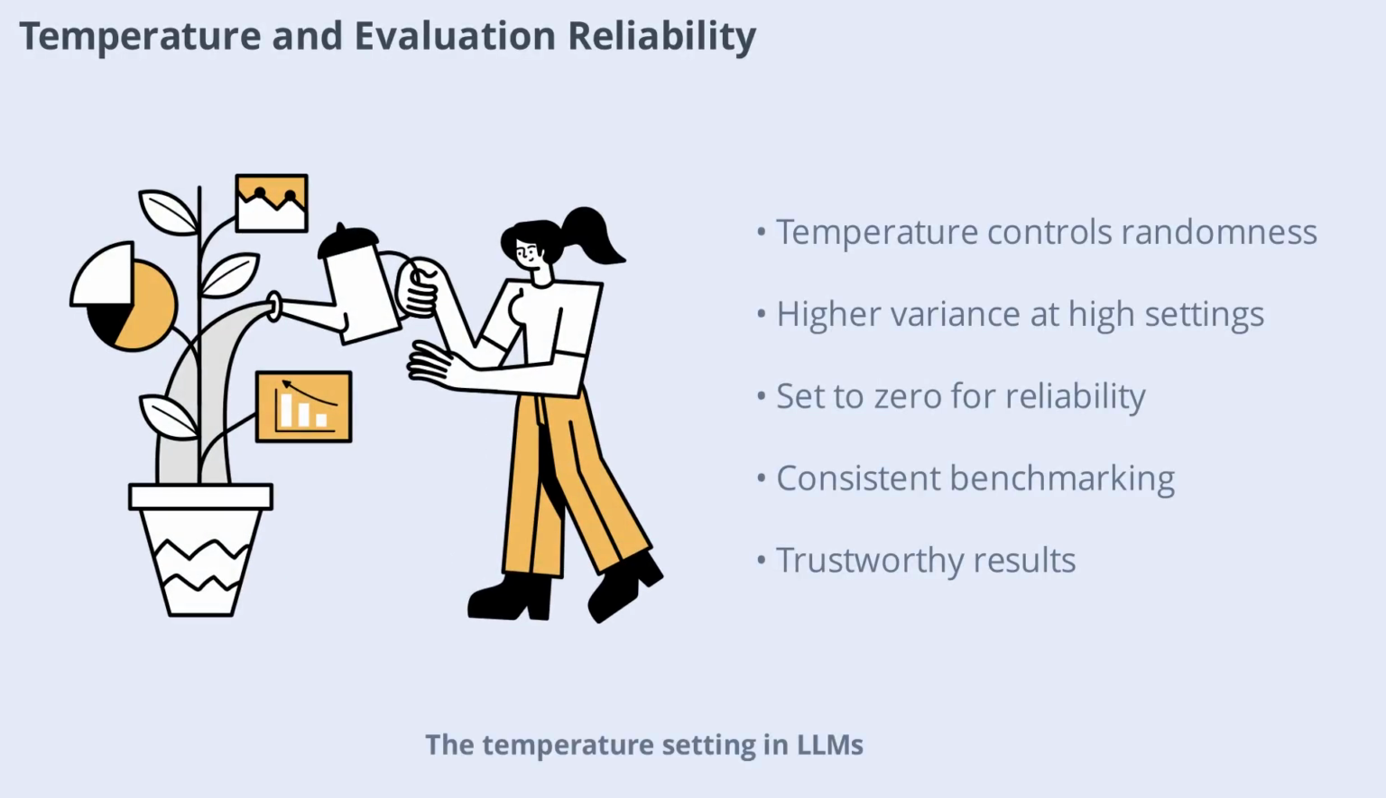Temperature setting in LLMs affects response randomness and evaluation reliability. Higher temperatures introduce more variance, making deterministic evaluation volatile. For reliable benchmarking and automated testing, set temperature to 0 to ensure reproducibility. This practice is essential for consistent, trustworthy evaluation results.